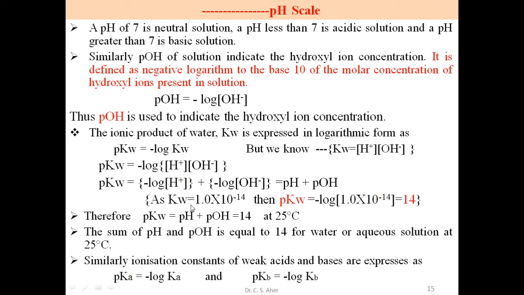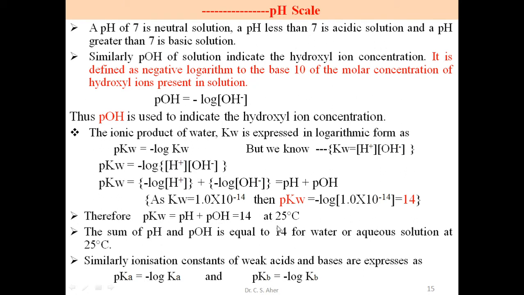Again, as we know, Kw is equal to 1 into 10 to the minus 14. Then pKw is equal to minus log of 1 into 10 to the minus 14, and this log value we just calculated is 14. So this pKw value is 14, and therefore pKw is equal to pH plus pOH, and is equal to 14 at 25 degree centigrade temperature. Thus pH plus pOH is 14 and is equal to pKw.